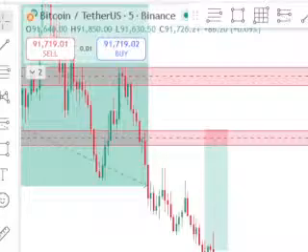Higher highs and higher lows. Bullish market structure. Alright, so in a downtrend, it will look like this, right? It's the opposite of an uptrend.